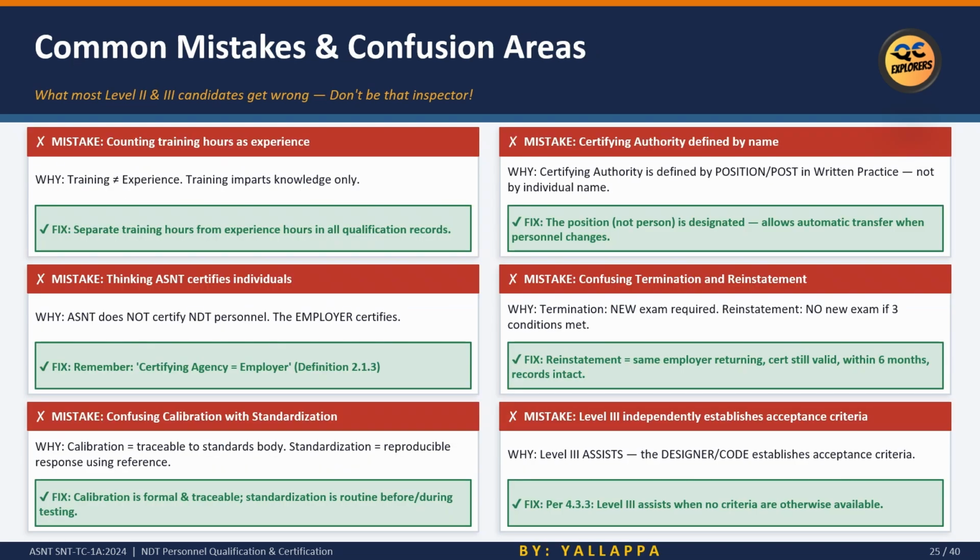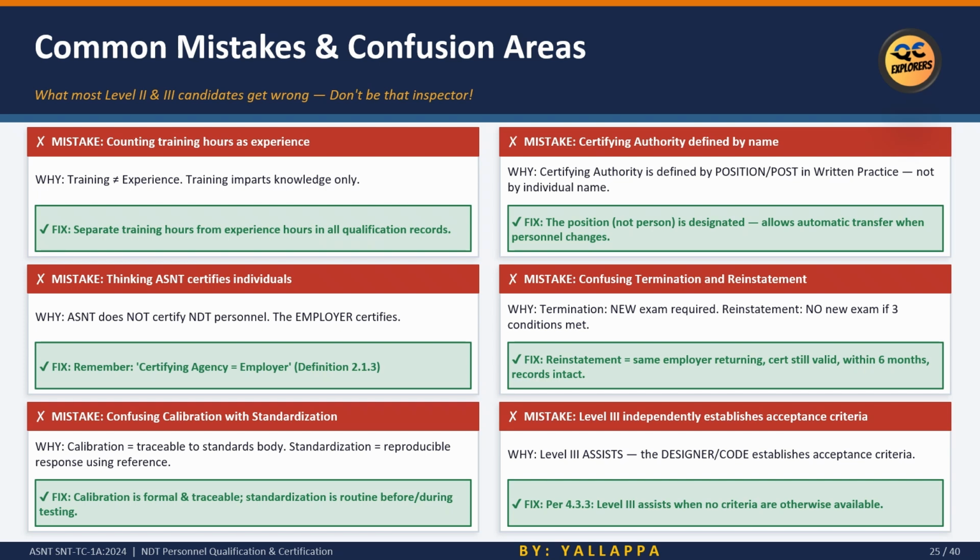Now let us discuss common mistakes made by inspectors. One major mistake is counting training hours as experience. Another mistake is believing ASNT certifies personnel under SNT-TC-1A. Wrong. The employer certifies personnel.